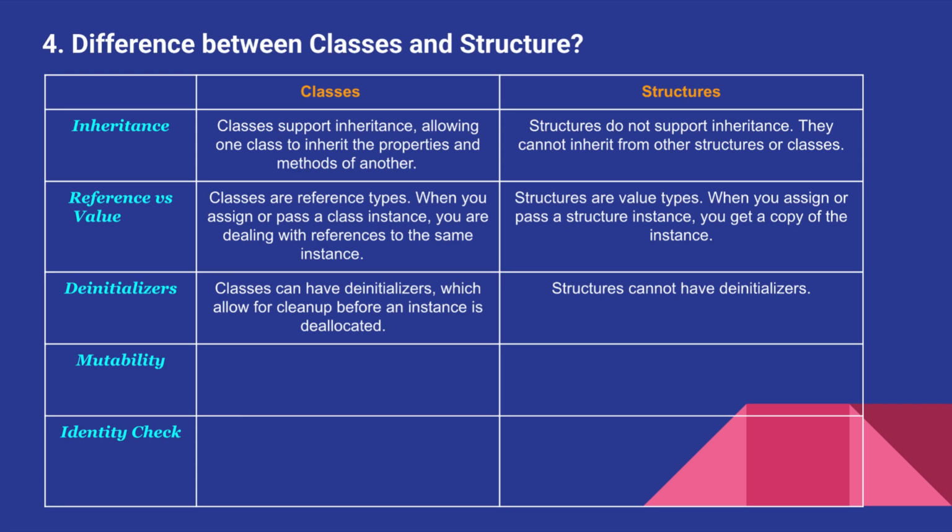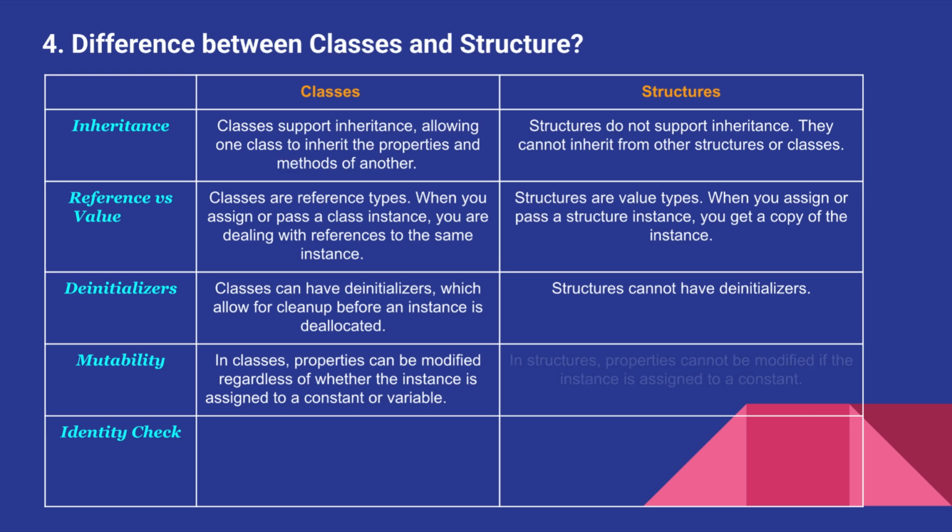Fourth, consider mutability. In classes, variable properties can be modified freely even if the instance itself is stored in a let constant, because the reference pointer hasn't changed. For structures, value integrity is strictly enforced. If a structure is assigned to a constant, its entire state becomes completely immutable, preventing any properties from being altered regardless of how they were defined.